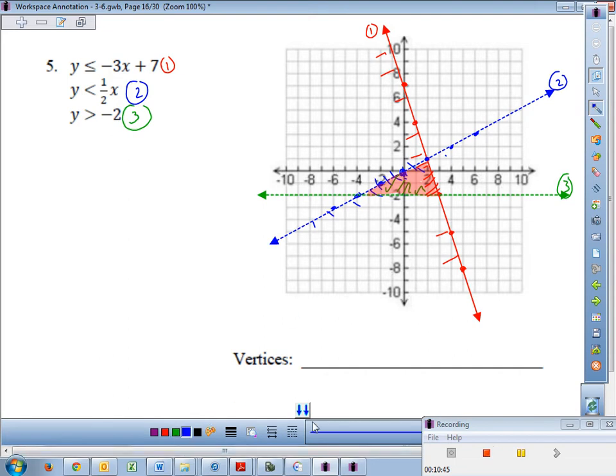So the vertices are where the lines intersect. First, let's do lines 1 and 2. Let's give ourselves a little indicator here. Lines 1 and 2. Where do lines 1 and 2 intersect? Can we see that nice and neat on the graph? Right here. What is that ordered pair? At 2, 1. Is everyone cool with that? So notice how above that I put lines 1 and 2, saying they intersect there. Now let's do lines 2 and 3. Do we have a nice, neat place where lines 2 and 3 intersect? Where's that at?